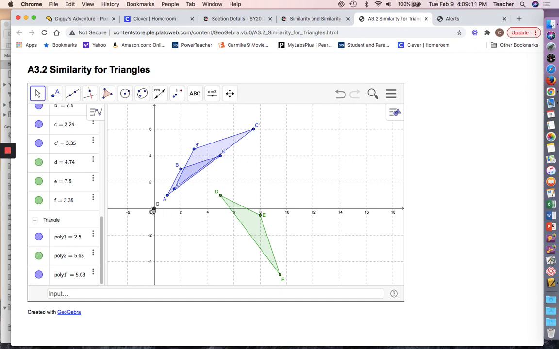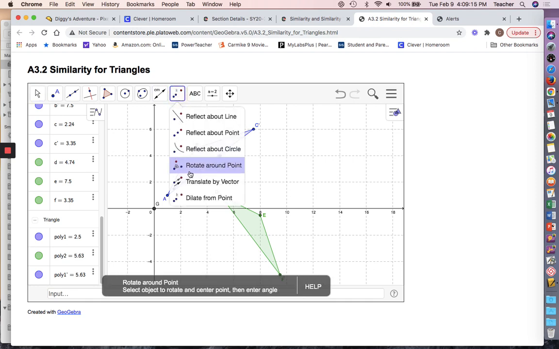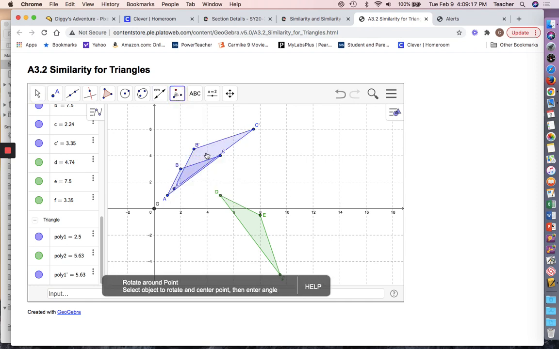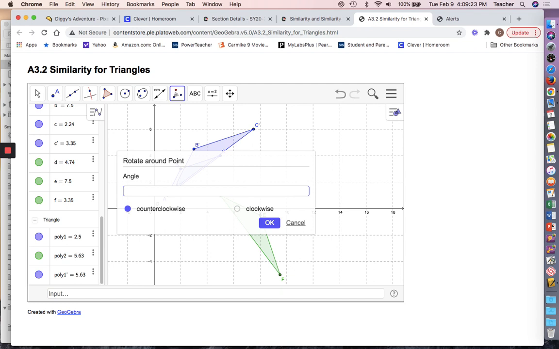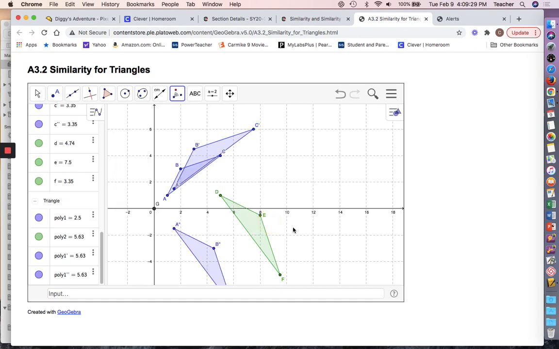I've already got an angle of rotation. So let's see what's going to work out. So I'm going to rotate around a point. Click this big object, the one I dilated. And I dotted the origin. And I'm going to put 90 degrees. And I want it to go this way, which is clockwise. So I'm going to click on clockwise.